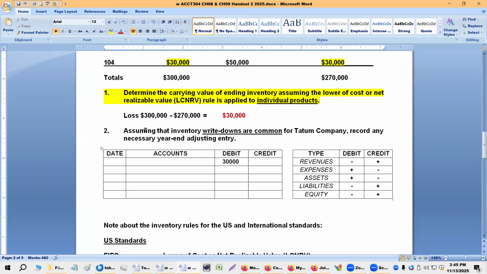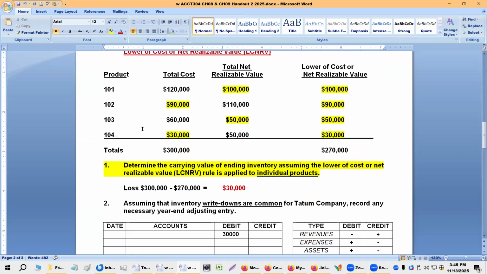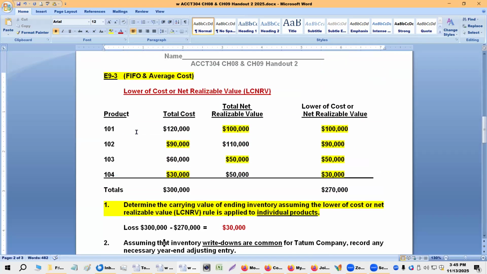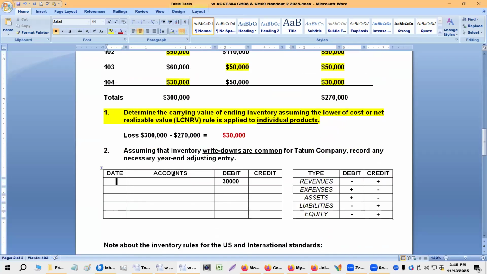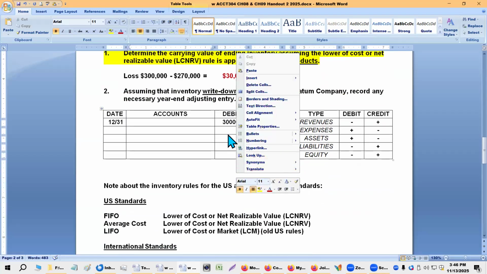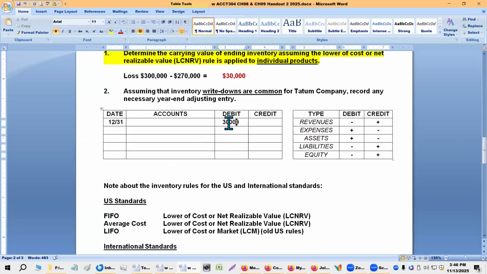And what you would do, I think they gave us a date. Nope, they didn't. Let's say 12/31. And what we would do is, did I already have that 30,000 sitting in there? Oopsie daisy. Yeah, so this would be a debit.